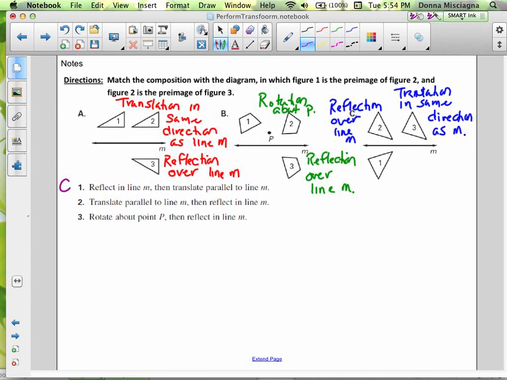Translate parallel to line M, then reflect in line M. So notice A there, we translate in the same direction. That means the same as parallel. And then we reflect over line M. So this one was A. And then the last one, rotation about point P, and then we reflect over line M. That's this one here, B. So it's a good idea to put in your own words, really think it through, and then match. You'll have a similar problem in your homework.